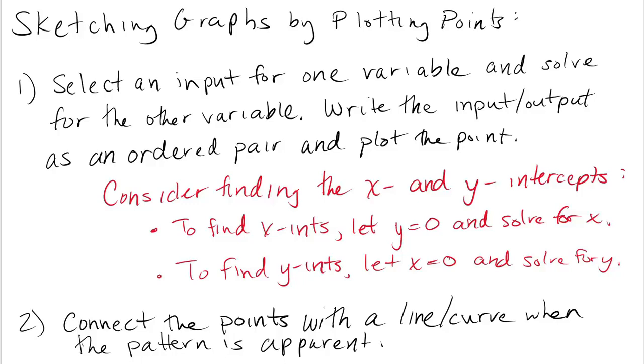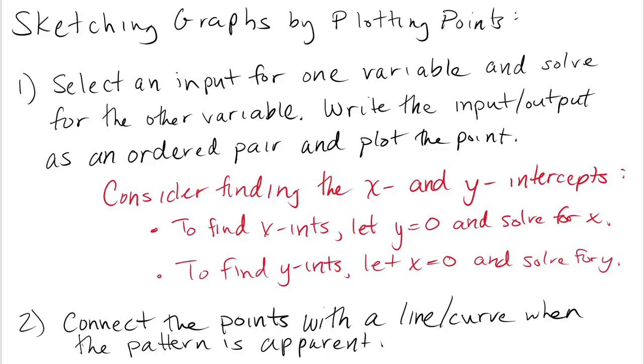It is possible for the equation that you create to have no solutions. In that case, you just don't plot a point. You just have to pick another input. Once you've established a pattern and you have a pretty good idea of where the graph turns and what its end behavior is, what it does on the left edge and the right edge, then you can connect the points with a line or a curve when you see what that pattern is.